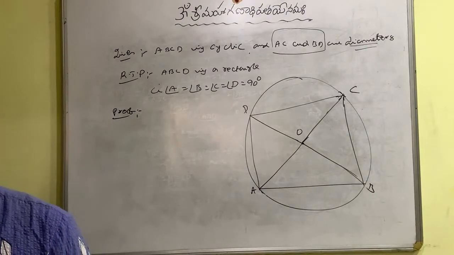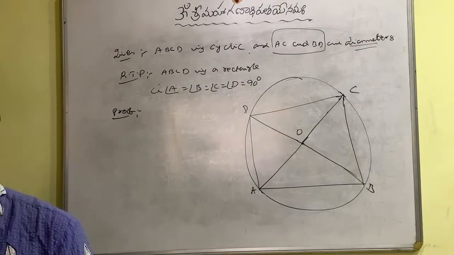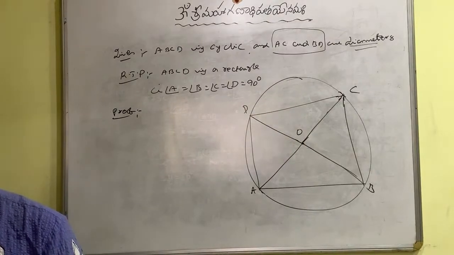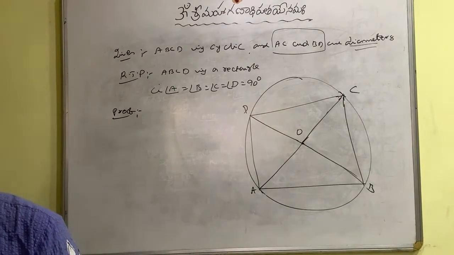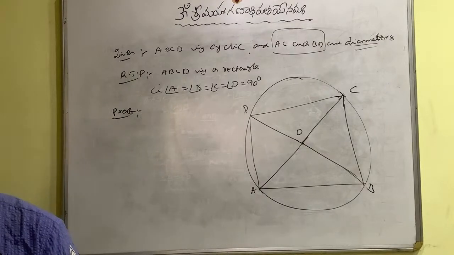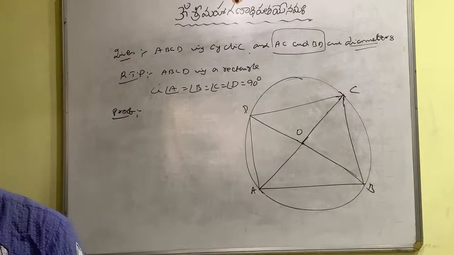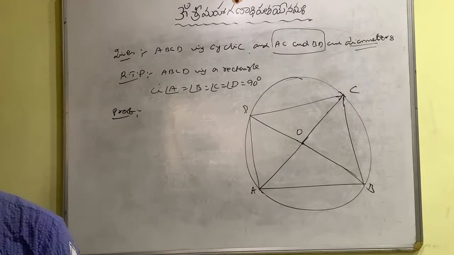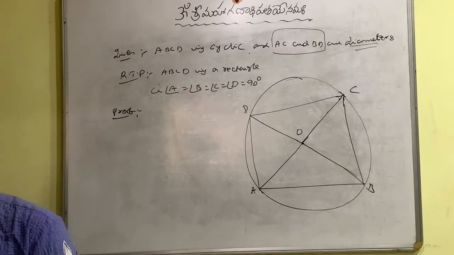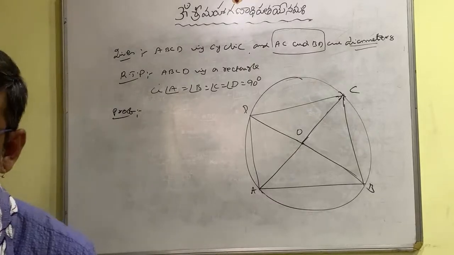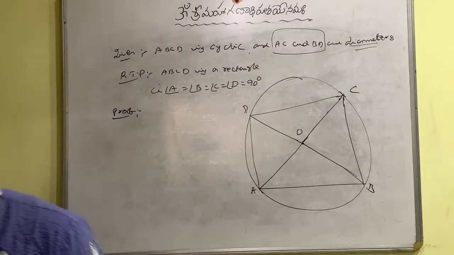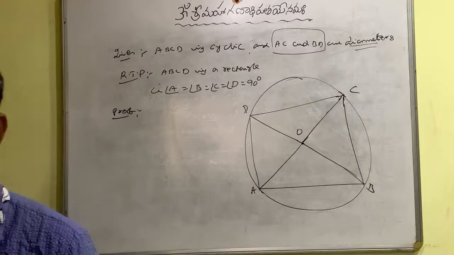What is the property that we have based on diameter? We know diameter divides the circle into two equal parts and each part is called a semicircle. Morning only we have discussed about that one, even yesterday's class also we have discussed.